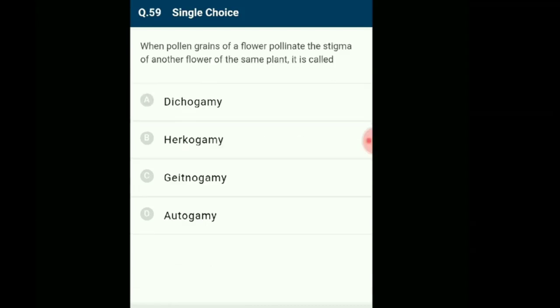Question number 59. A flower pollinating the stigma of another flower of the same plant is called geitonogamy. It is the transfer of pollen grains from anther to stigma of another flower, either on the same plant or a genetically similar plant, or between two clones. The answer is option C, geitonogamy.